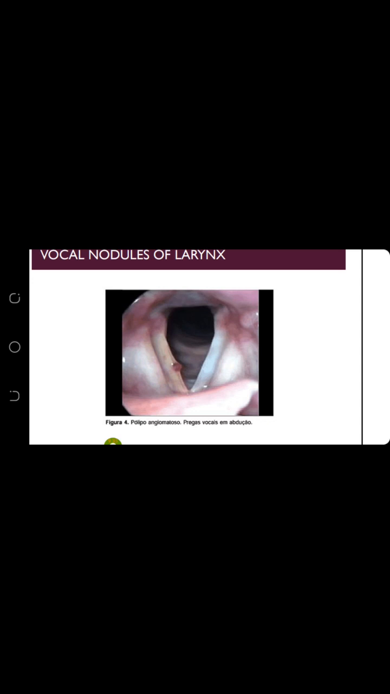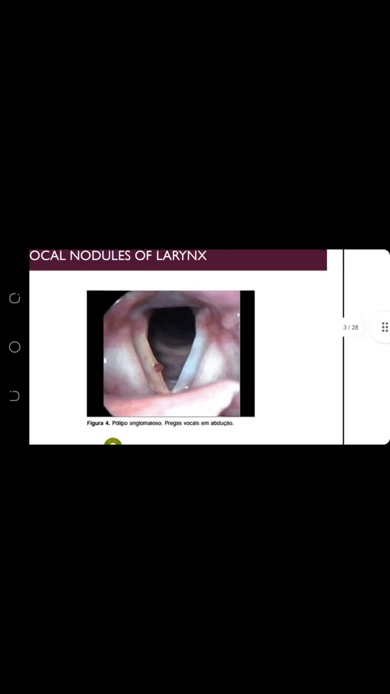Okay, so this one is called the polypoid angiomatous or the pregas vocis. This one is just the vocal nodes of the larynx.